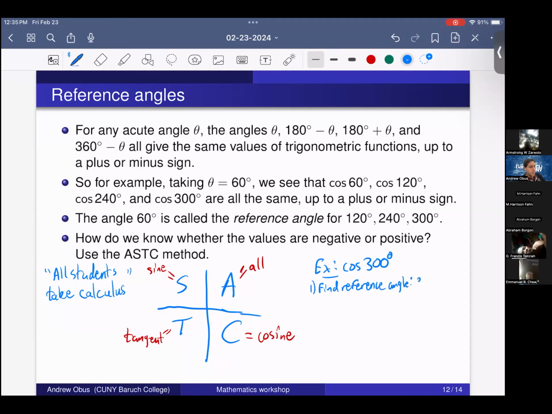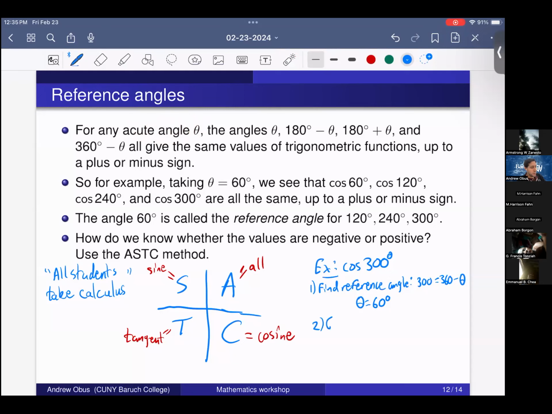Well, in this case, we have 300 equals 360 minus theta. So theta equals 60 degrees is going to be the reference angle, right? So 60 degrees is the reference angle. The reference angle is always an acute angle. It's always between 0 and 90. So find that reference angle.